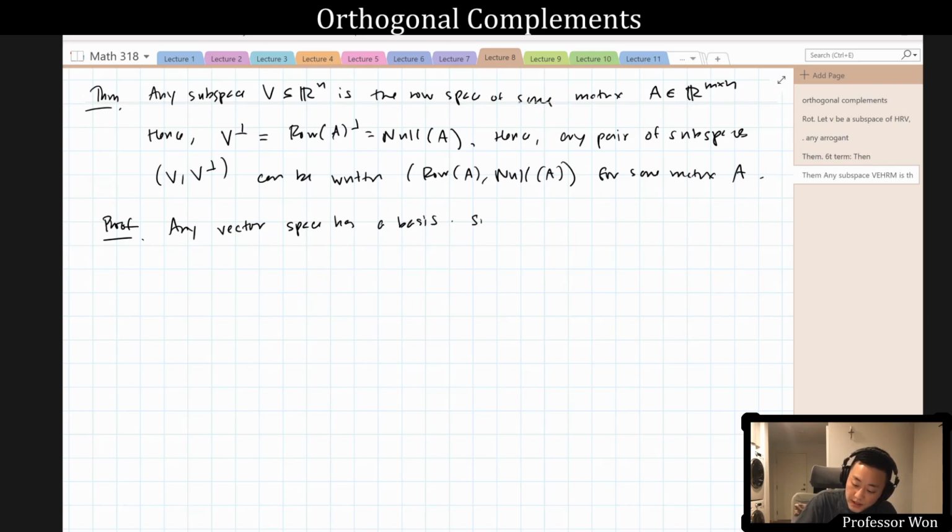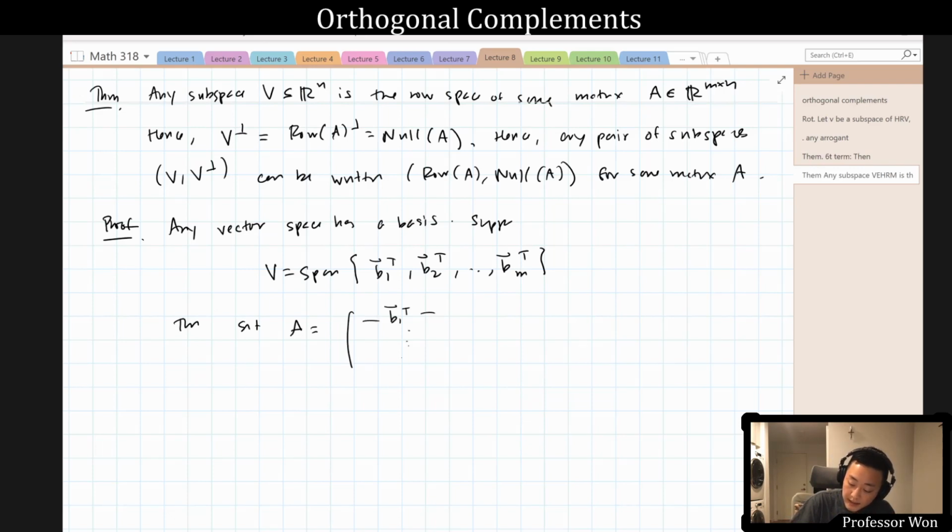So suppose that V is the span of some vectors. And I'm going to write them as row vectors. It's actually m, there's m of them. This doesn't have to be a basis, but we might as well take a basis. I could also say any vector space has a spanning set. Okay, then set A to be just the matrix whose rows are exactly these vectors. Then this implies that the row space of A is V. And then we just proved that V perp is the null space of A.